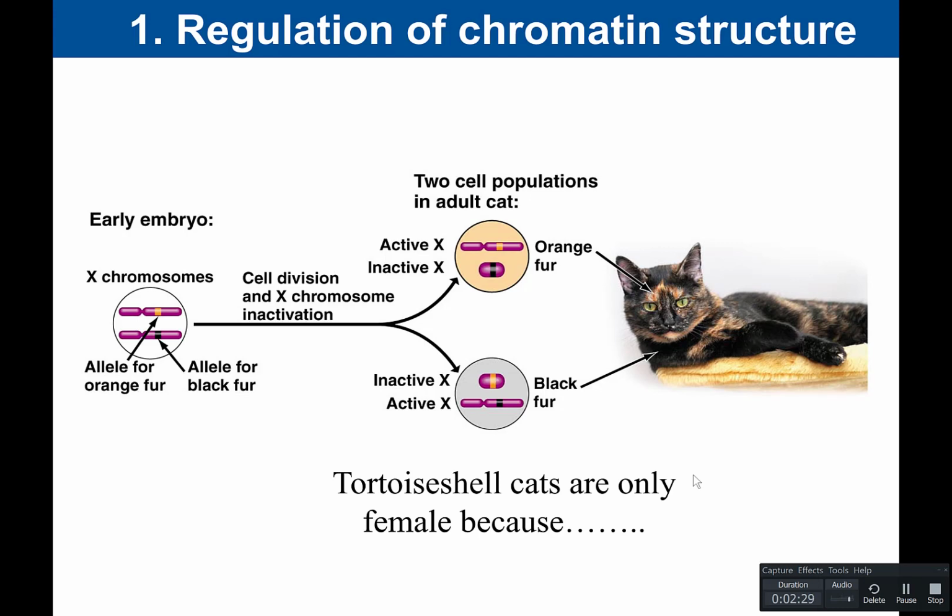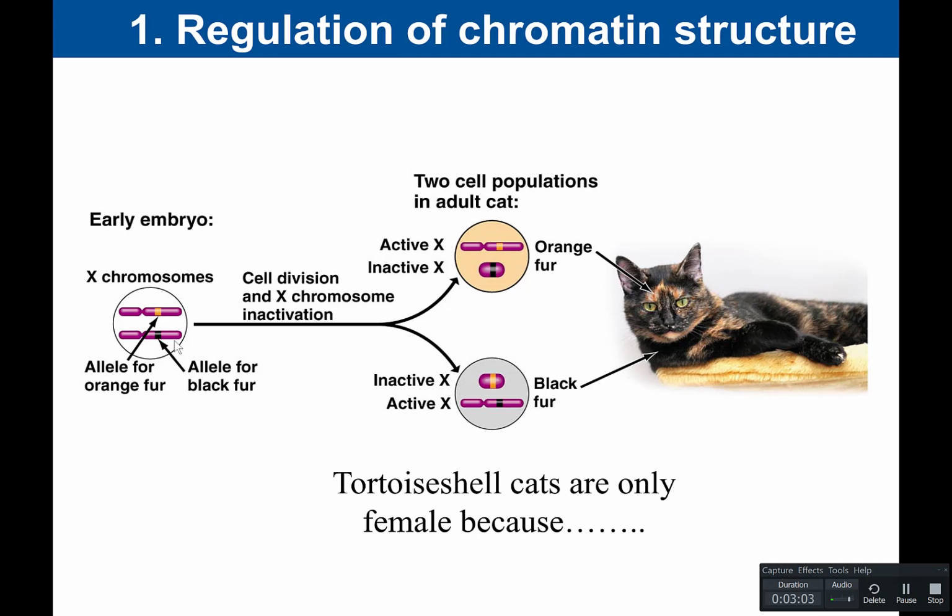When that random X is inactivated, only one of the two X chromosomes is going to be seen. So for example, tortoiseshell cats are a type of cat that have both black and orange fur. The reason they have this pattern of orange patches and black patches is because the gene for the fur color is located on the X chromosome. So if we look at the tortoiseshell cats, they have one X that has the orange allele and one X that has the black allele.